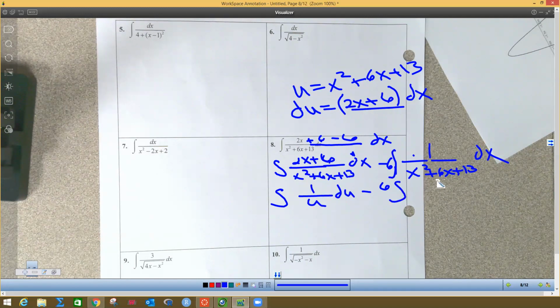So this is still going to be the integral of 1 over, and then I'm going to complete the square of x squared plus 6x. And you take half of 6, which is 3, and you square it, so you get plus 9 there. And we move that plus 13 over again. And then I subtract 9 there to keep it equal.